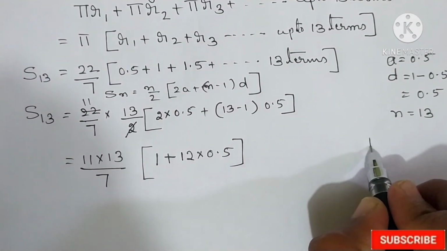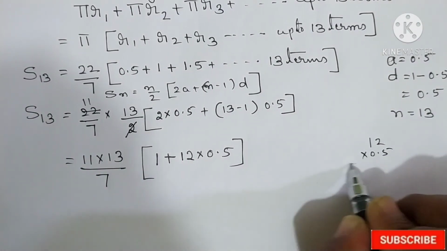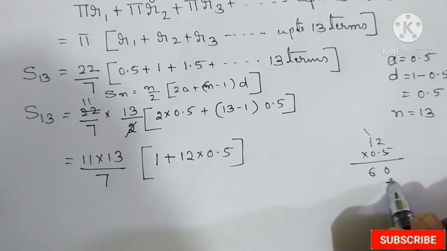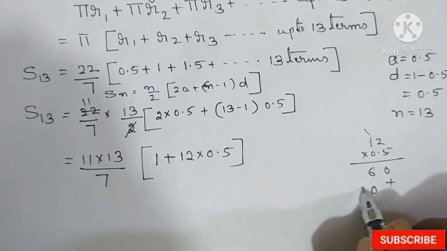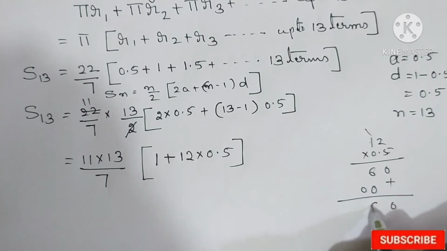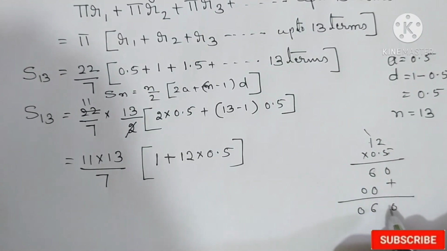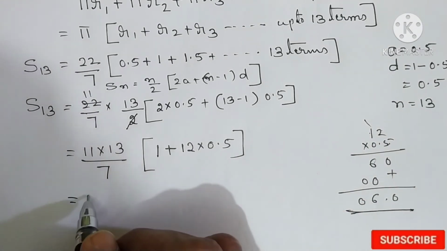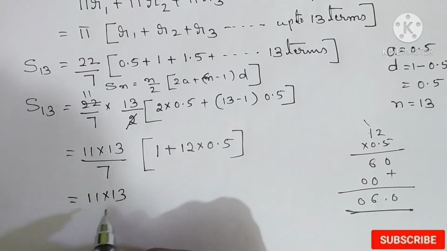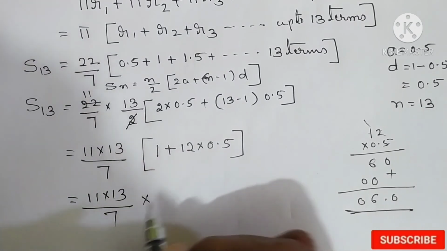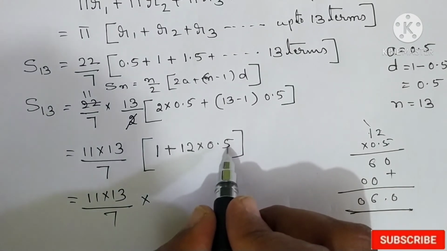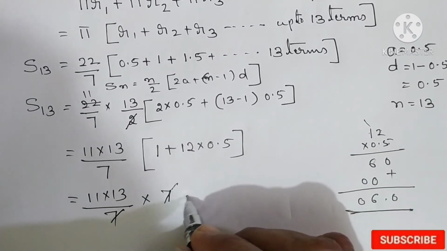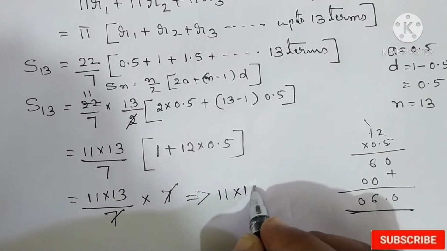Now multiply 12 into 0.5, which gives 6. So 11 into 13 whole divided by 7, times (6 plus 1), which is 7. Now 7 and 7 reduce, and this implies 11 into 13.